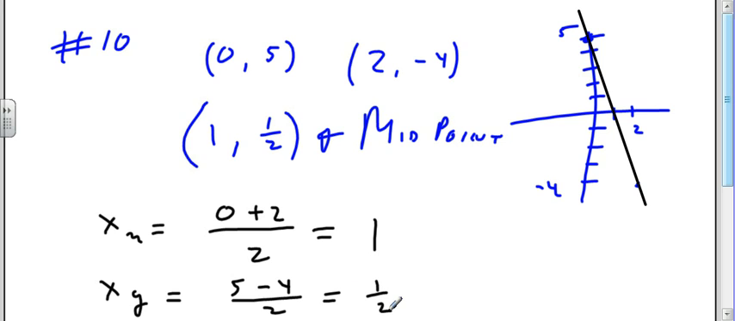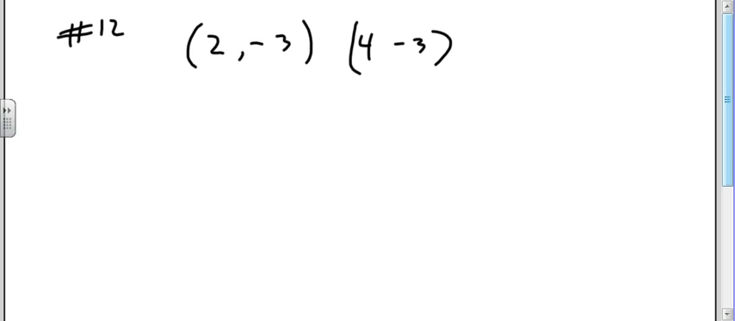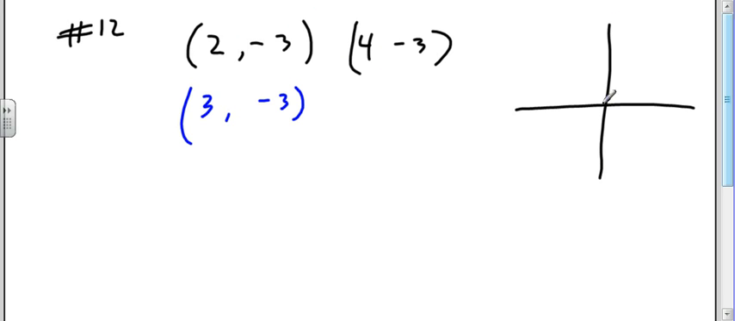Number 12. 2, minus 3, 4, minus 3. All right, well, we'll just write down the answer, right? The answer is 3, minus 3. All right. So I've got 2, minus 3, and I've got 4, minus 3. So I've got some line that goes like that. I want the midpoint, so it's going to be 3, minus 3.